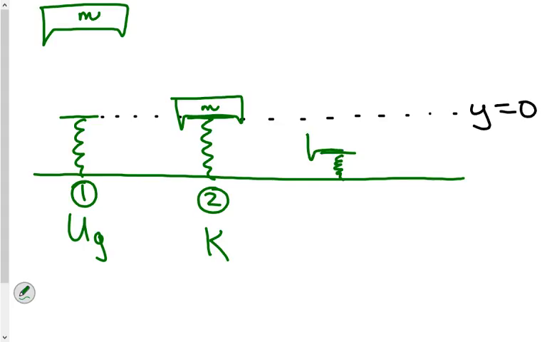My last situation is where my spring is at its maximum compression and the object momentarily comes to rest. So what kind of energy do I have here? I've got elastic potential, and what else?